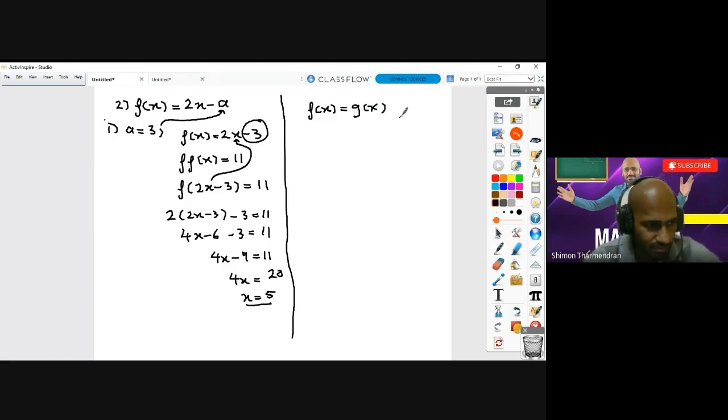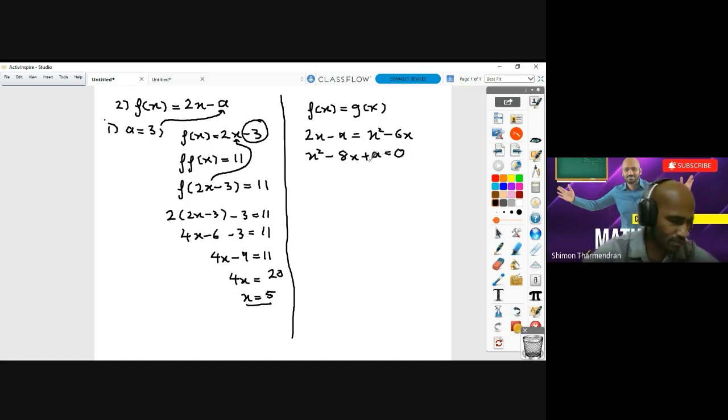Take your f of x function. F of x is going to be 2x minus a, and make it equals to your g of x function, which is going to be x squared minus 6x over here. And then we have got x squared, bringing it all over to one side, giving us minus 8x plus a equals to 0.